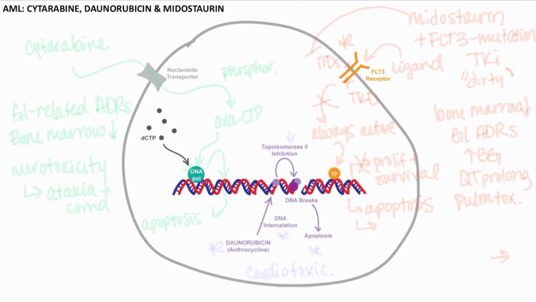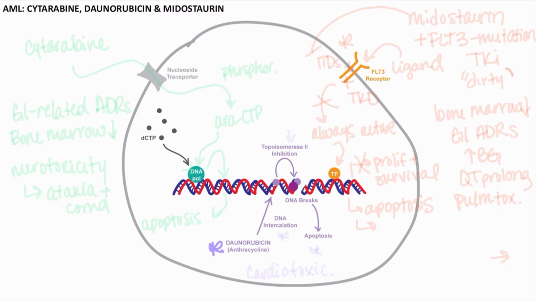So moving on to the specifics of daunorubicin, cytarabine, and midostaurin. So we will start with daunorubicin, which I will not spend too much time on because it belongs to that anthracycline class of agents, just like doxorubicin, which we discussed in depth in the non-Hodgkin's lymphoma video. So there are a lot of similarities regarding mechanism of action and pharmacologic considerations.